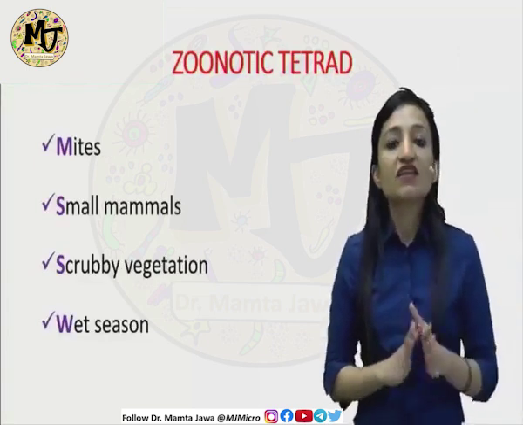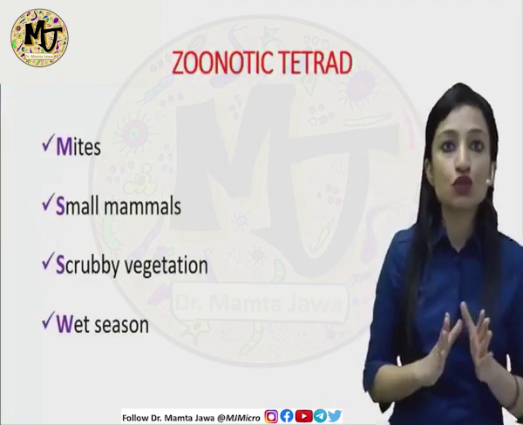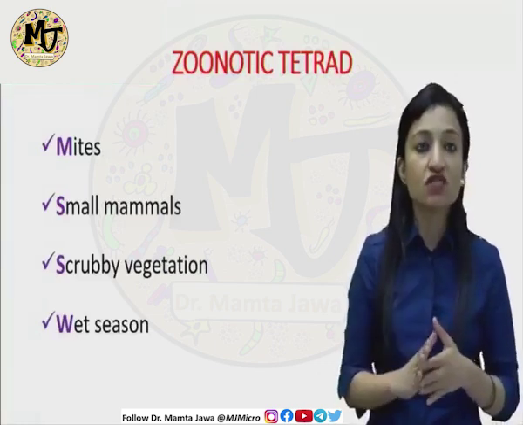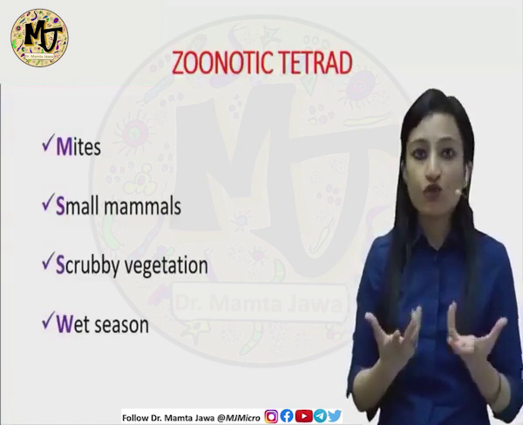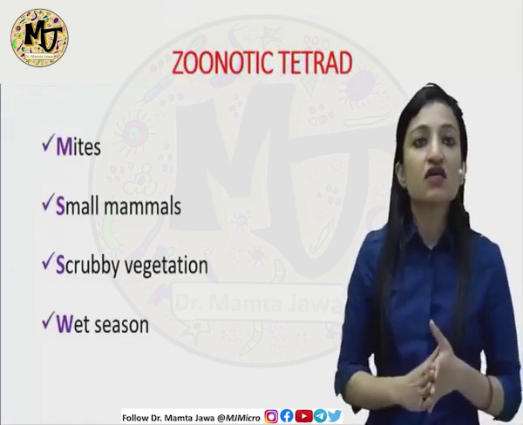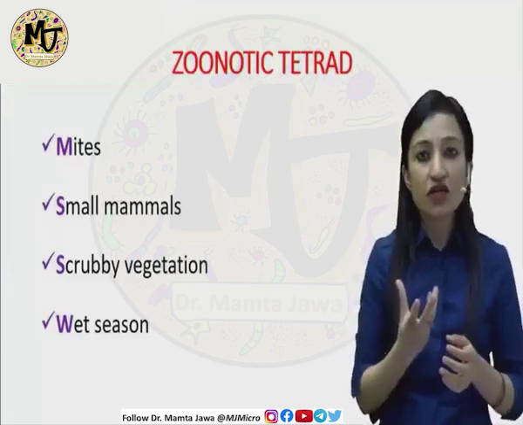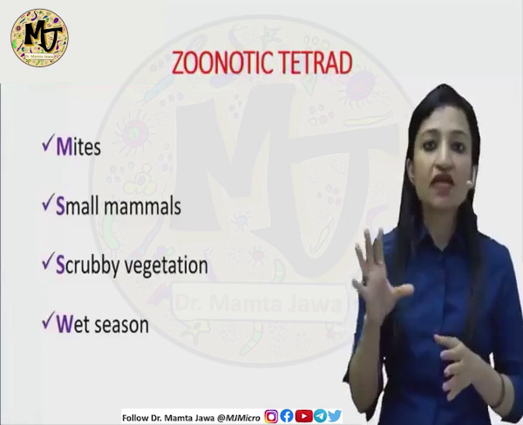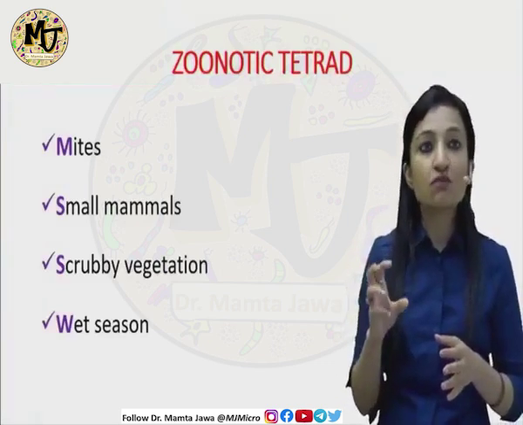Now, as far as scrub typhus is concerned, we should know about a tetrad known as the zoonotic tetrad, which includes the mites. Mites are obviously significant, and I've already spoken about it, especially the chiggers. Then small mammals like rodents and shrews, which are also infected by mites, but they are not the main reservoir for humans. The main reservoir are the mites for us.